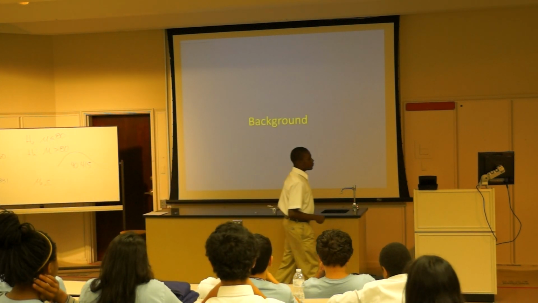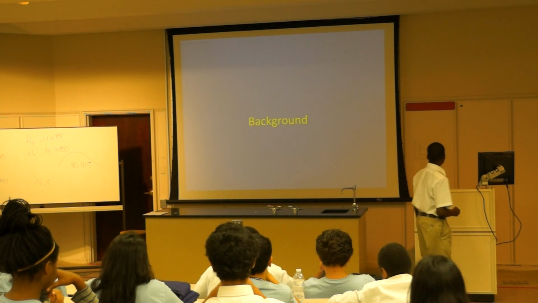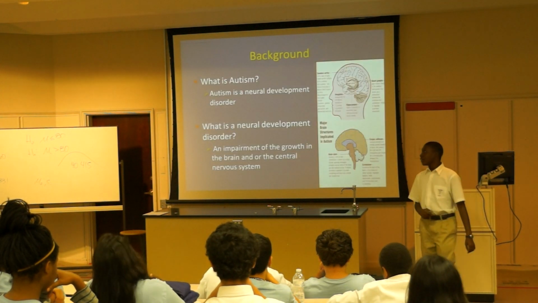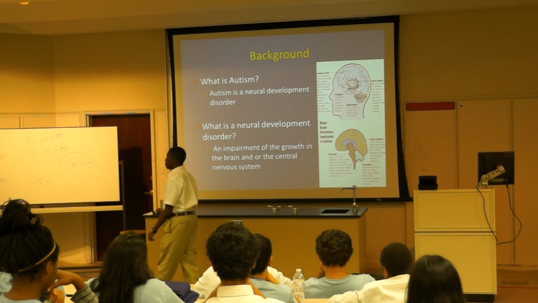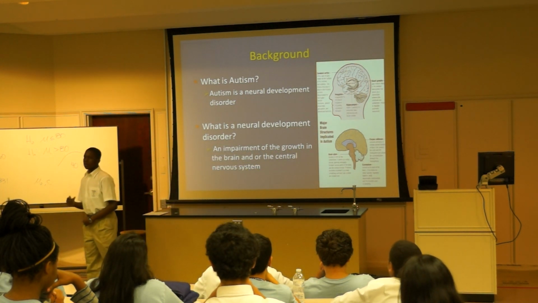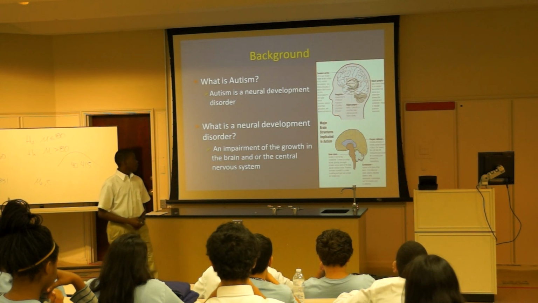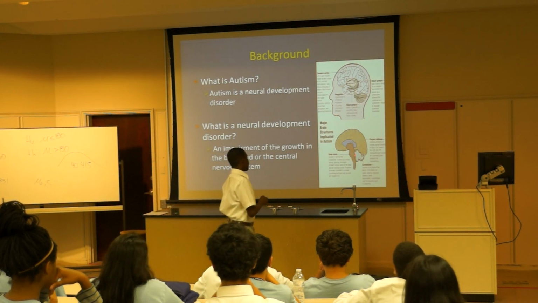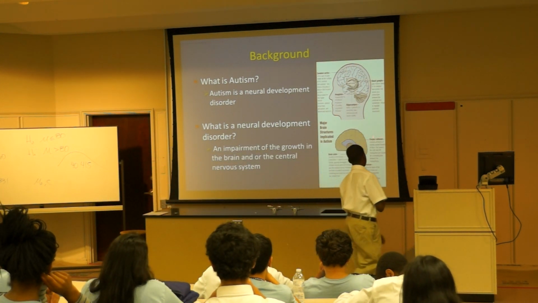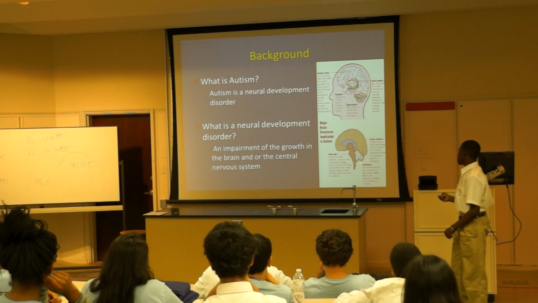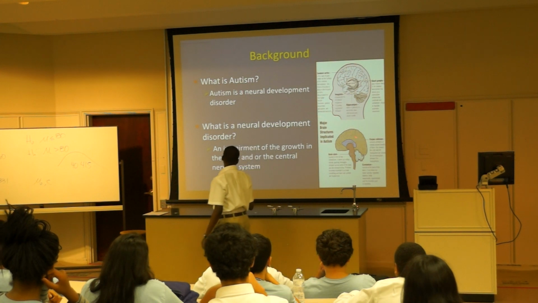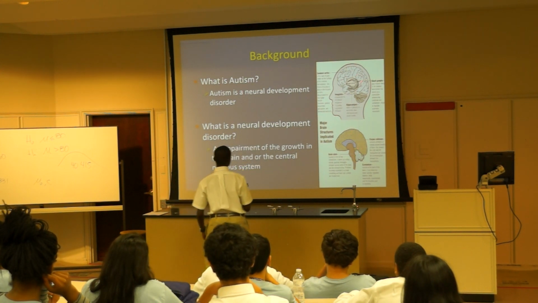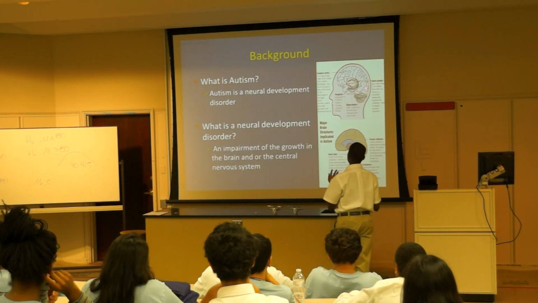Next slide, background. I'm going to explain to you what autism is and who discovered autism. Autism is a neurodevelopment disorder. A neurodevelopment disorder is an impairment of growth in the brain. As you can see, the green and the blue is the corpus callosum, and the green is the cerebellum. This is the brain of an autistic person. It should not be this small. It should actually be this big for a normal person's brain.